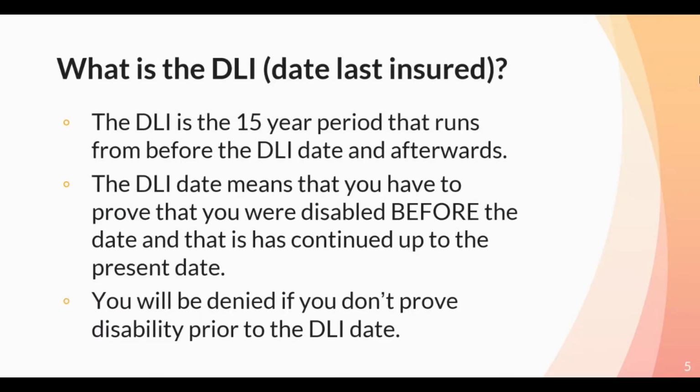What is the DLI, date last insured? Remember that if a claimant has a DLI, date last insured, the 15-year period runs from before the DLI date and backwards. Ask your case manager what your DLI date is. A DLI date means you must prove you became disabled before that date and that it continued up to the present. DLI date means you ran out of quarters of coverage because you stopped paying FICA taxes into the Social Security system on a certain date because you stopped working. You will be denied if you don't prove disability prior to the DLI date.